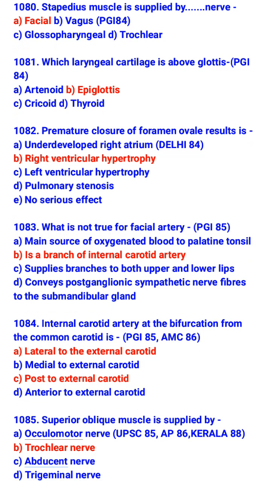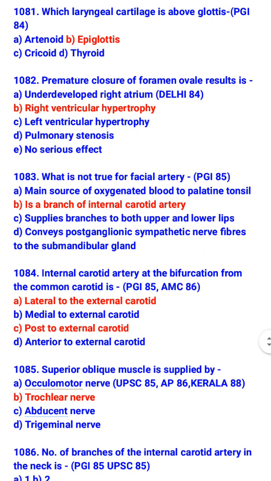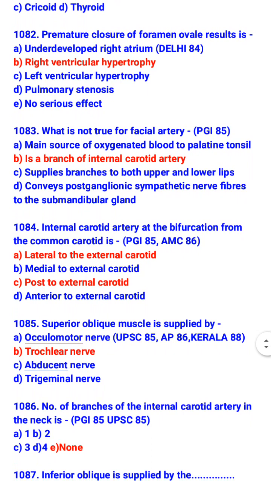What is true is main source for oxygenated blood to palatine tonsil. It supplies branches to both upper and lower lip, conveys postganglionic sympathetic nerve fibers to the submandibular gland. Internal carotid artery at the bifurcation from the common carotid is lateral to the external carotid and posterior to external carotid.